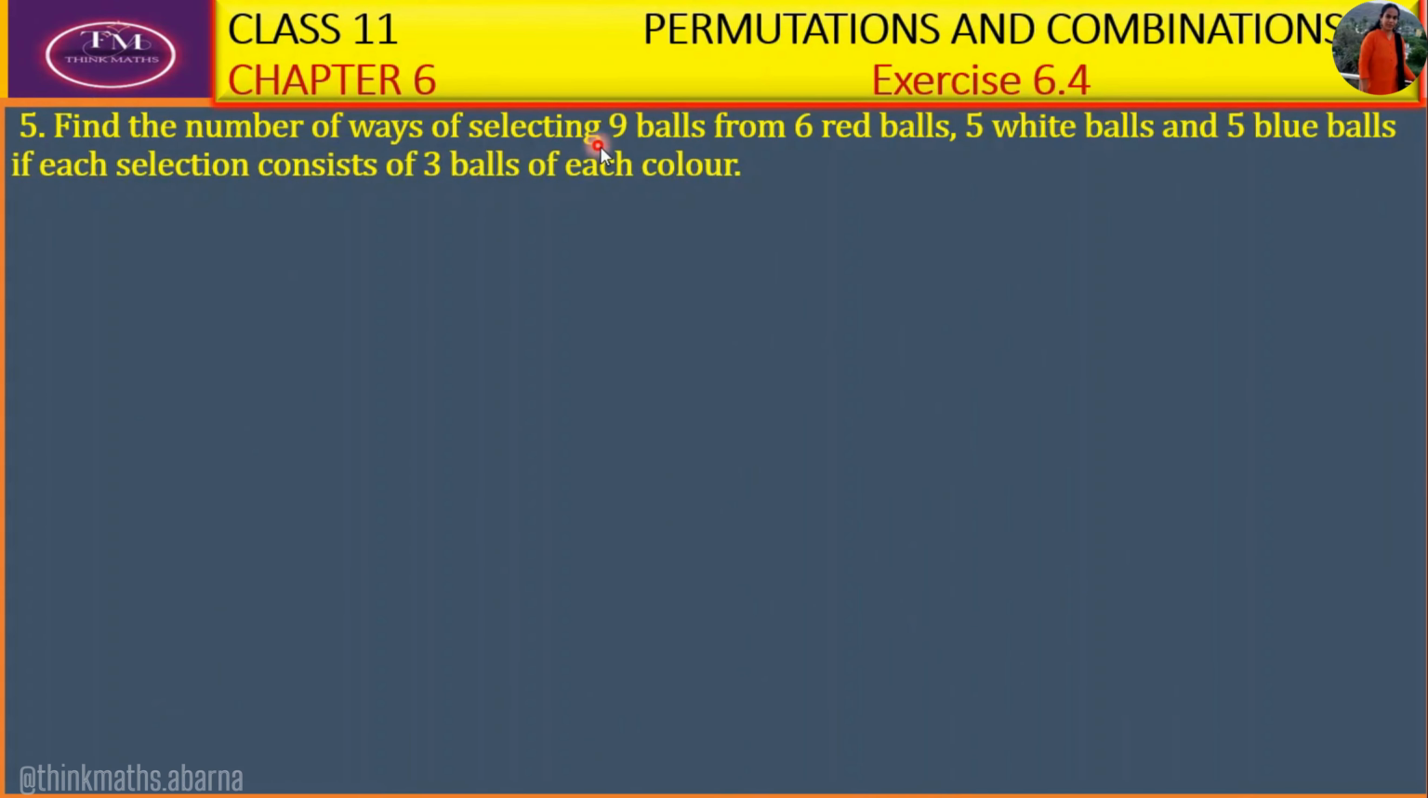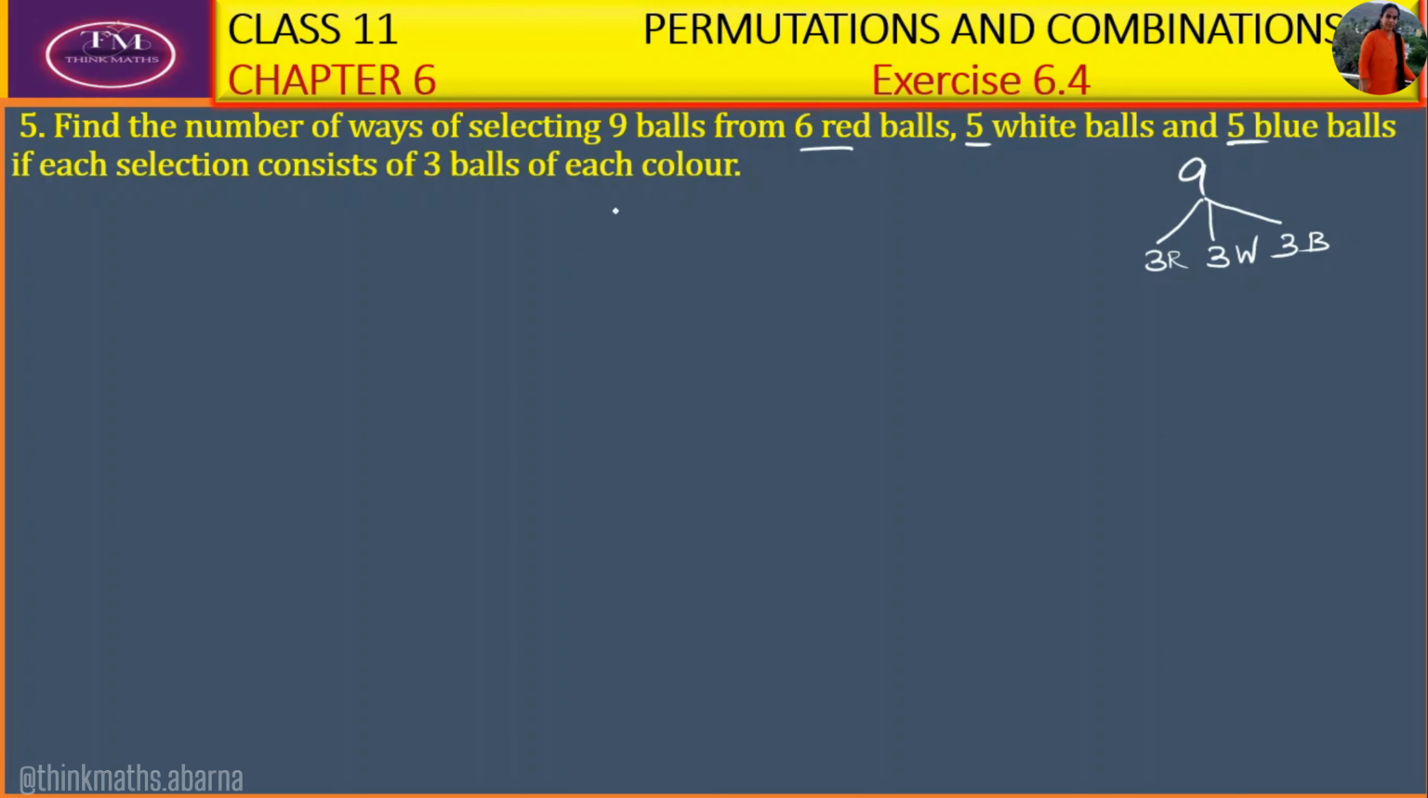Find the number of ways of selecting 9 balls from 6 red balls, 5 white balls and 5 blue balls if each selection consists of 3 balls of each color. Okay. So we have to choose 9 balls. This 9 is split into 3, 3, 3. So we should choose 3 red balls, 3 white balls and 3 blue balls from the total here.